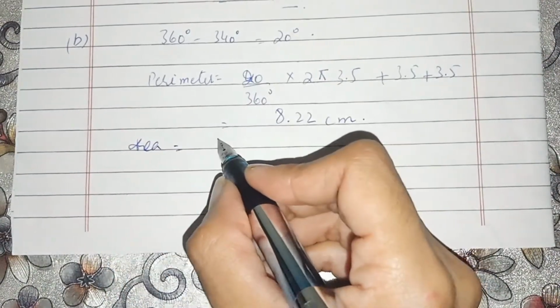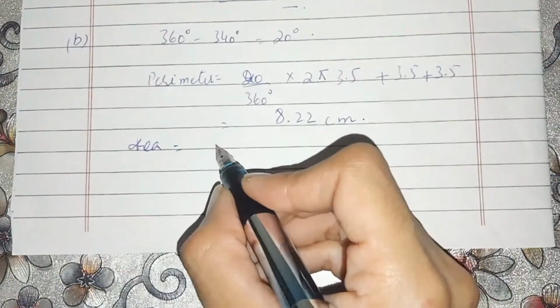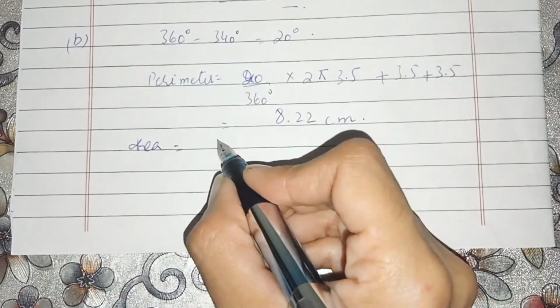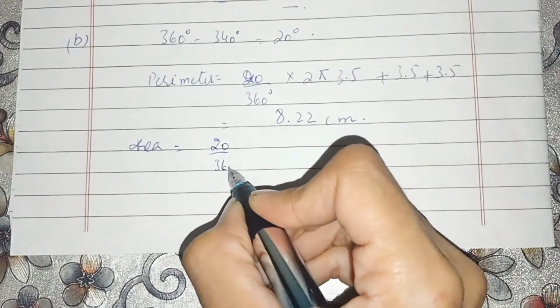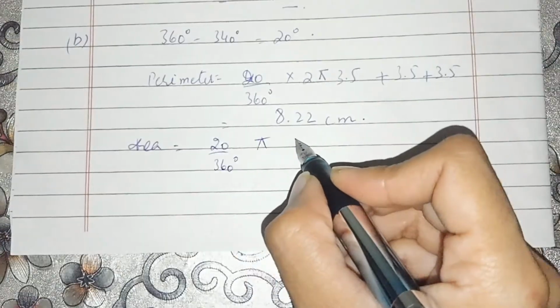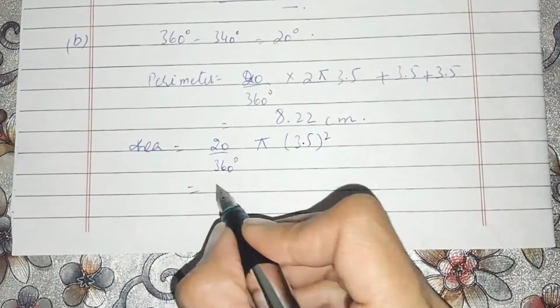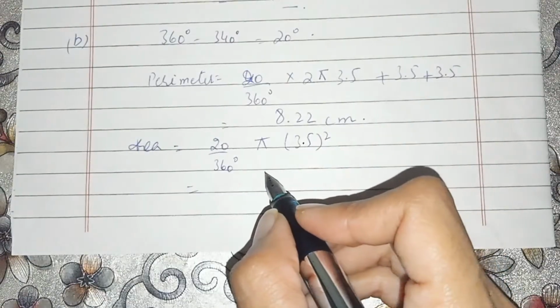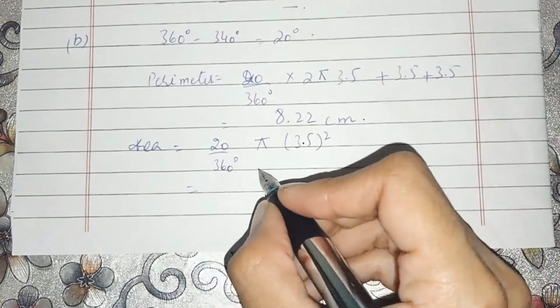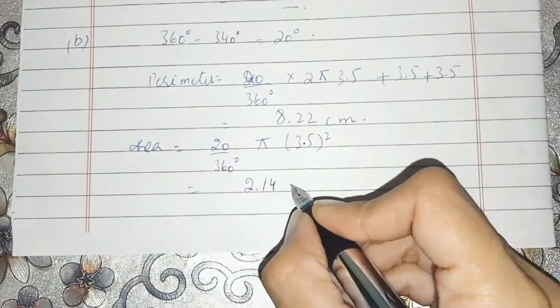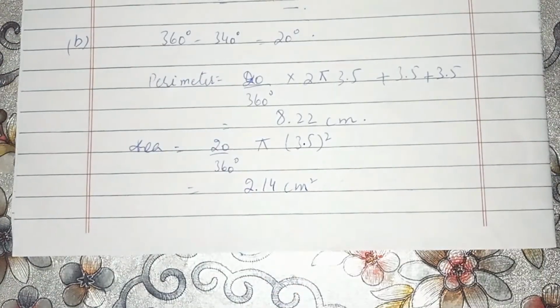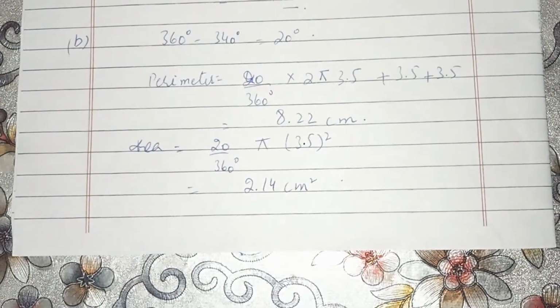Now we have to find the area. Very simple, the formula is 20 over 360 degree multiplied by pi, and 3.5 is r squared. By solving it on the calculator, we get the answer, which is 2.14 centimeter squared. And now students, part B is solved.